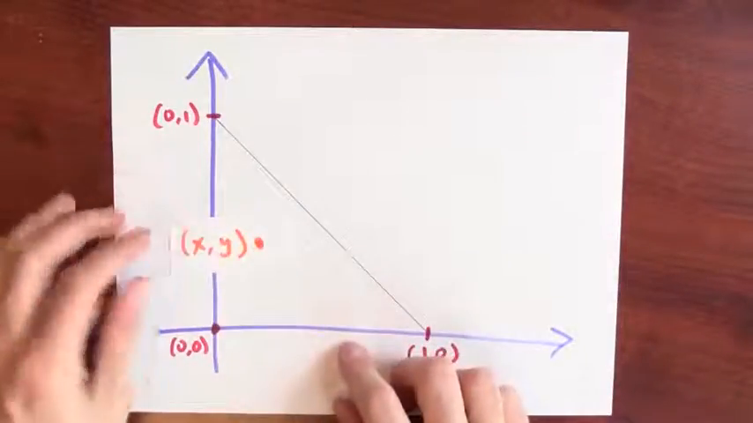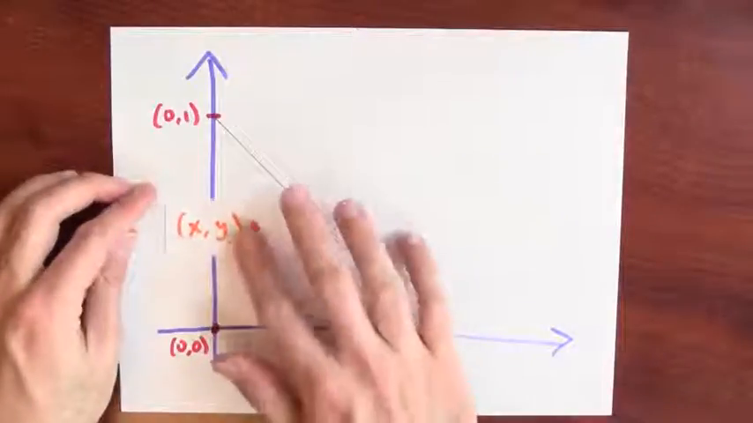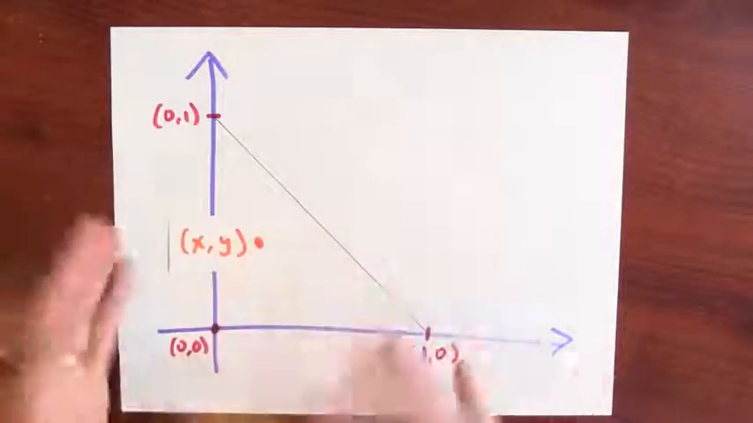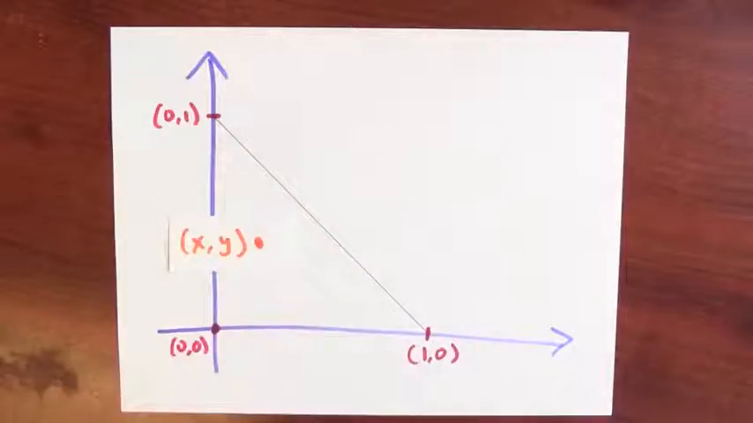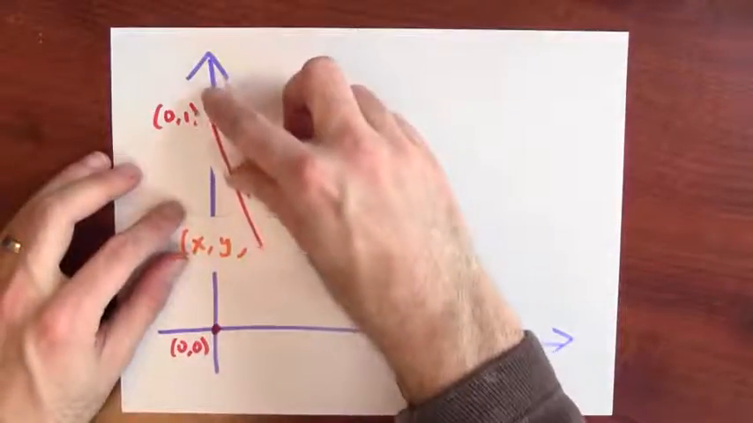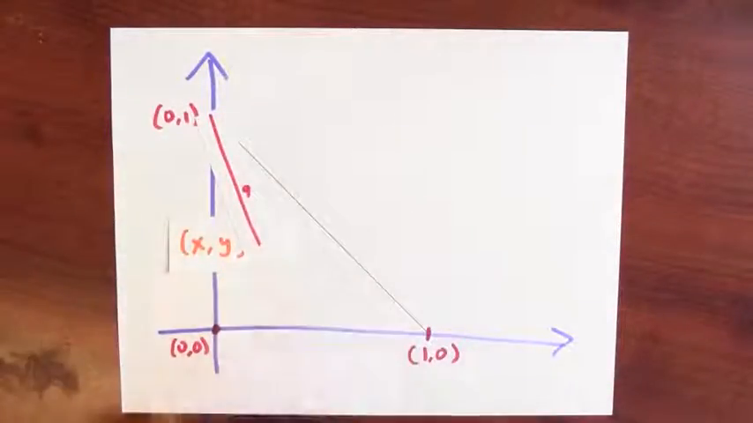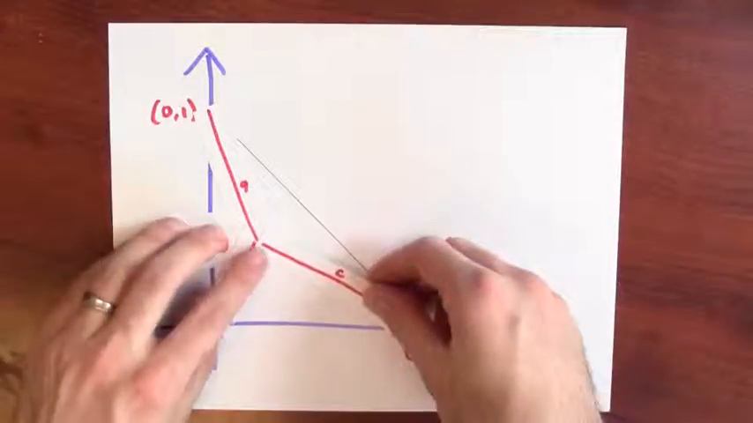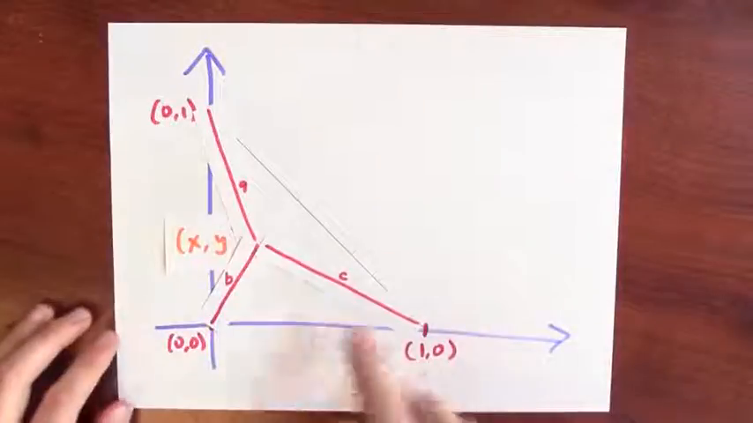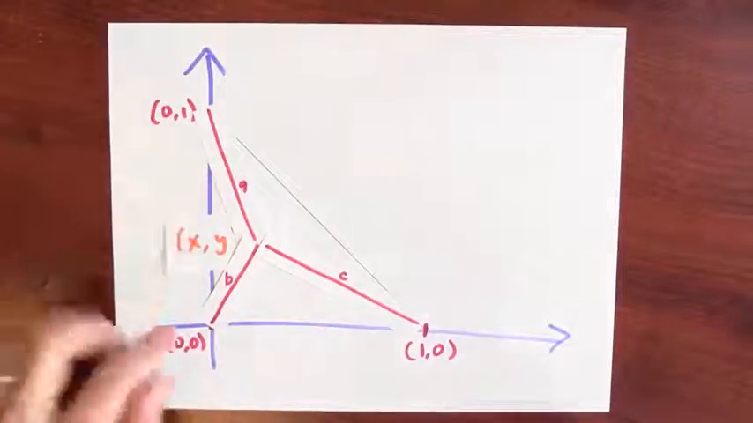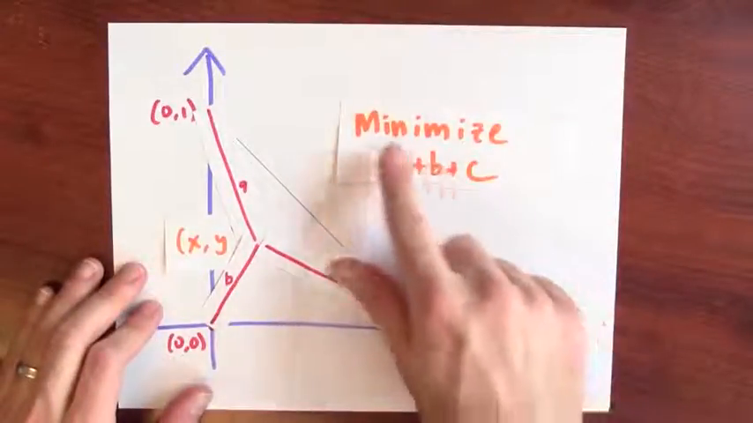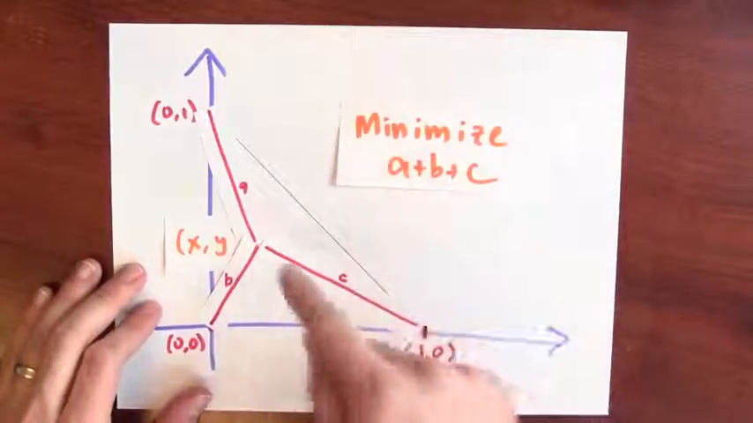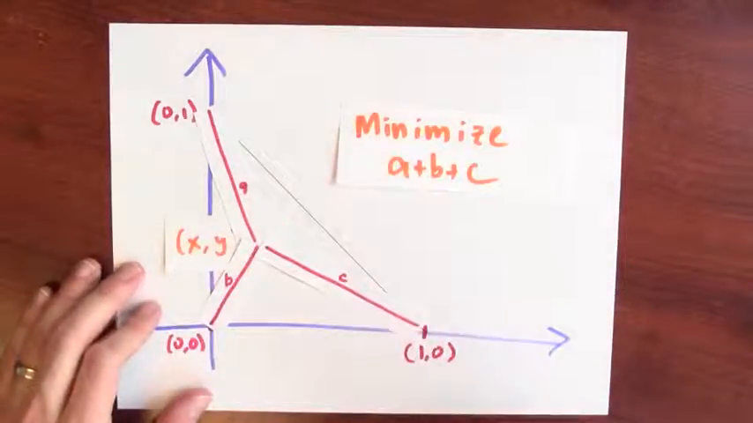Well, I'm trying to find a point, I'll call it (x, y), in the middle of this triangle so that these lengths, this length here, which I'm calling A, the length from (x, y) to the origin that I'll call B, and the length from (x, y) to the point (1, 0), which I'll call C, I want A plus B plus C to be as small as possible. I'm trying to minimize the sum of the lengths to the vertices.